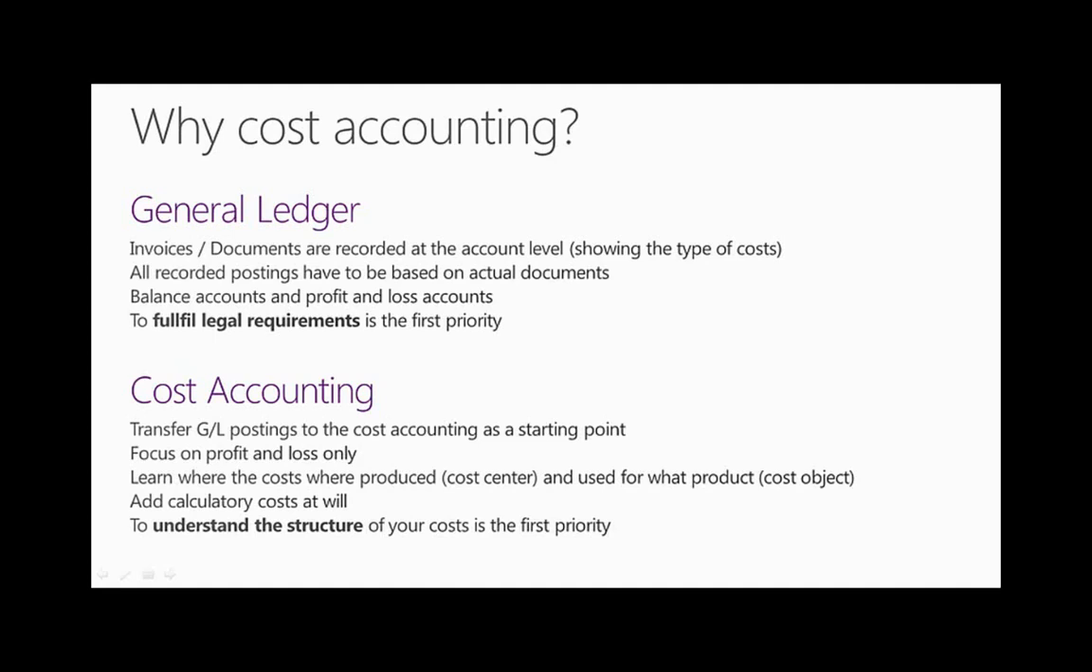So in cost accounting, you're more interested in understanding your costs, where they come from, what they are used for, so who is producing the costs. And of course, you can add allocations. So you can distribute your costs which are posted, for example, with the general cost center in the general ledger to your different departments using any allocation type you like.